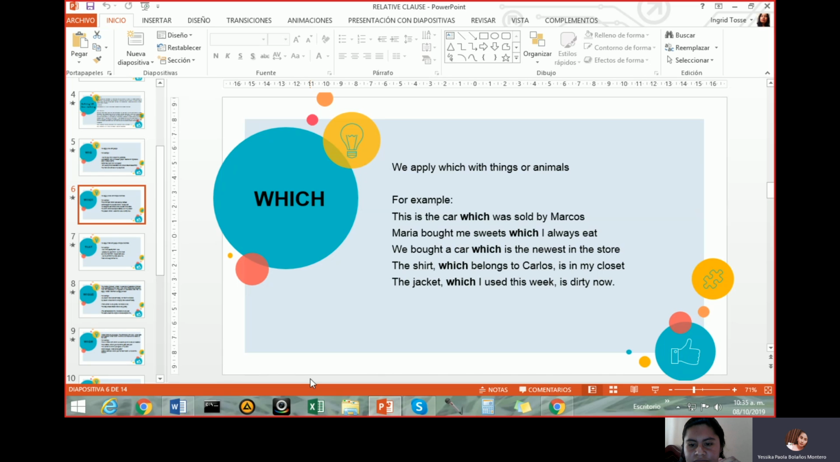The second: Maria bought me sweets which I always eat. María me compró dulces, los cuales yo siempre como, ¿sí? Yes, that's right. The third: we bought a car which is the newest in the store. Nosotros compramos un carro el cual es el más nuevo en la tienda. Very good. The fourth: the shirt which belongs to Carlos is in my closet. Okay.